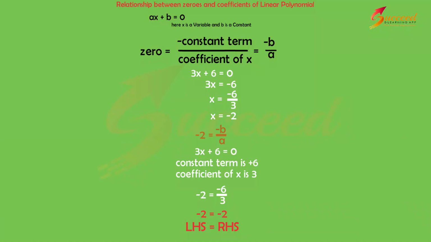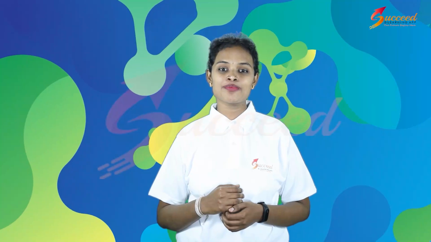This is the relationship between zeros and coefficients of a linear polynomial. By this example, we can easily understand the linear polynomial concept. Hope you understood the relationship between zeros and coefficients of linear polynomials.